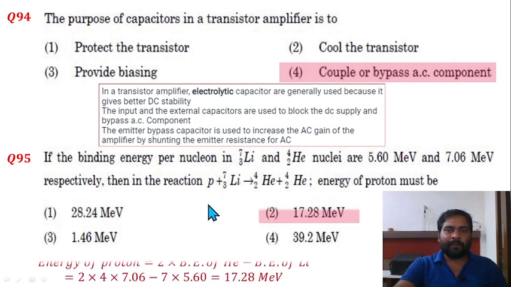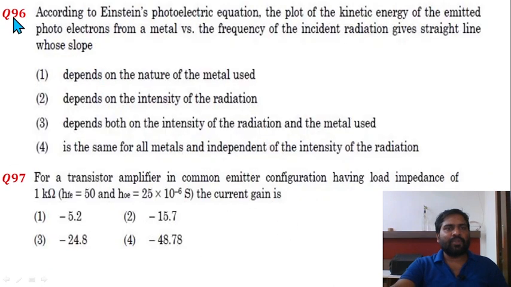To find the energy of proton, just calculate it. 2 times binding energy of helium, this minus binding energy of lithium, this total minus this one, and it is going to be 17.28 mega electron volt. Option 2 is correct. Question 96.